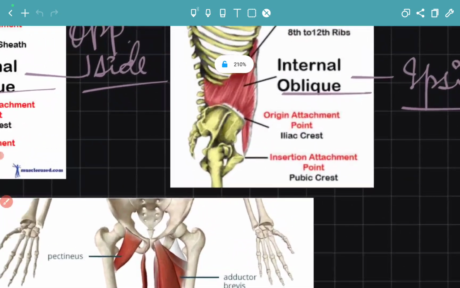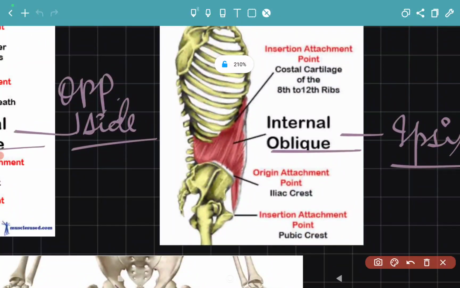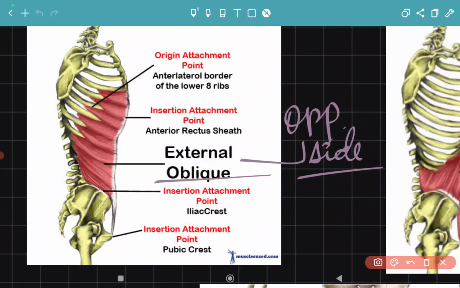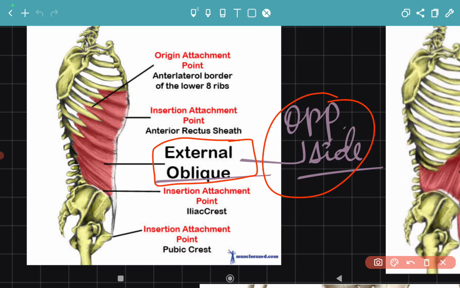So here we can see now adductors ended at pubis. Now from pubis we have attachment of internal oblique at pubic crest and also at iliac crest upwards, and then to the costal cartilage of 8 to 12 ribs. So this was from pubis to iliac crest to the costal cartilage of 8 to 12 ribs, and from here it will be to the contralateral or opposite side external oblique.